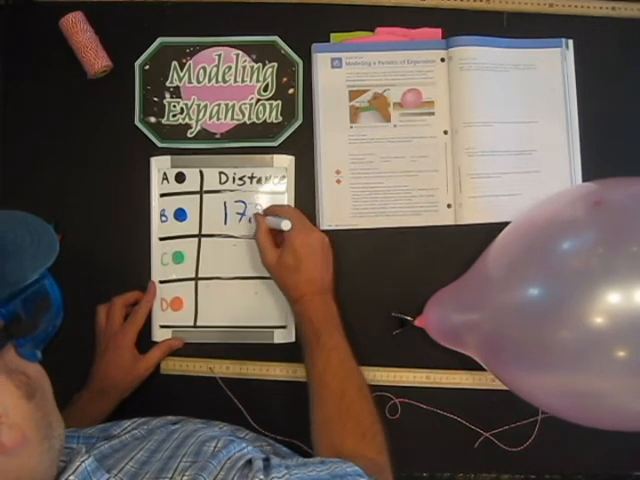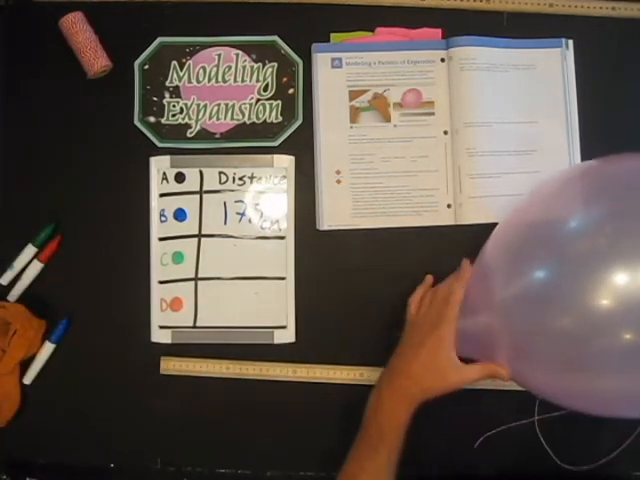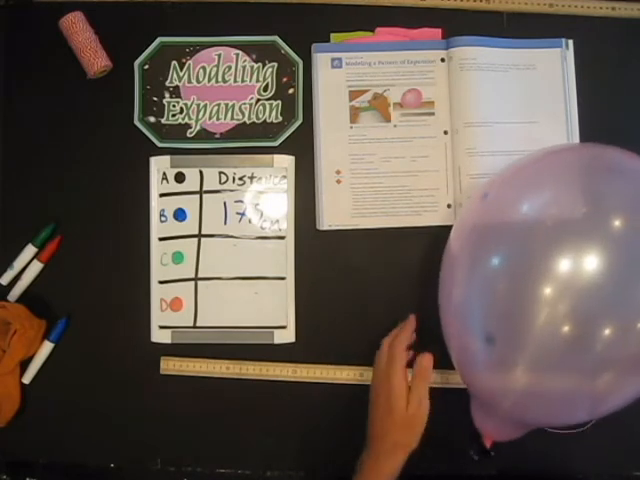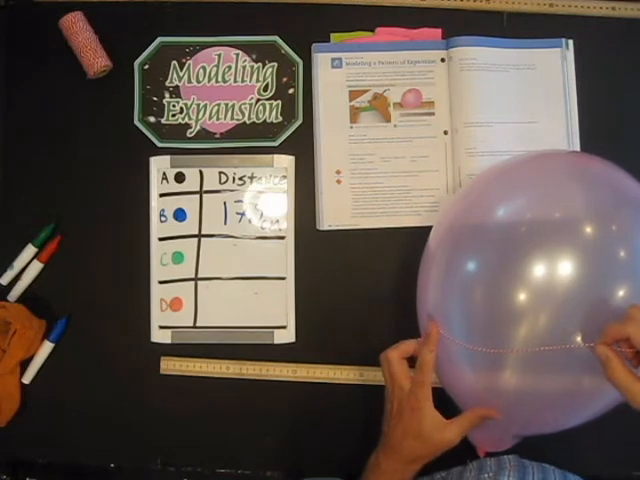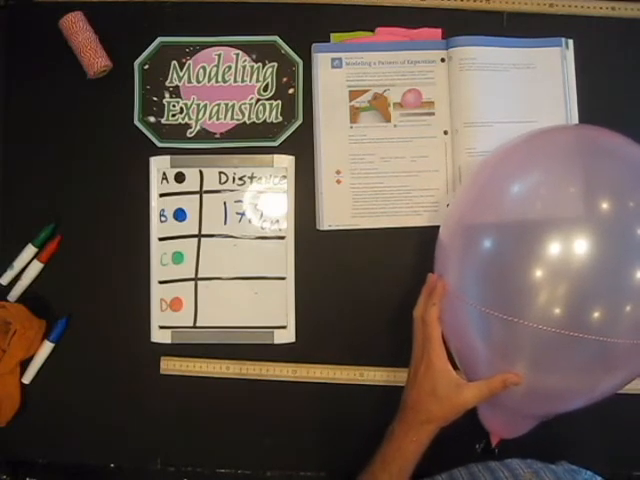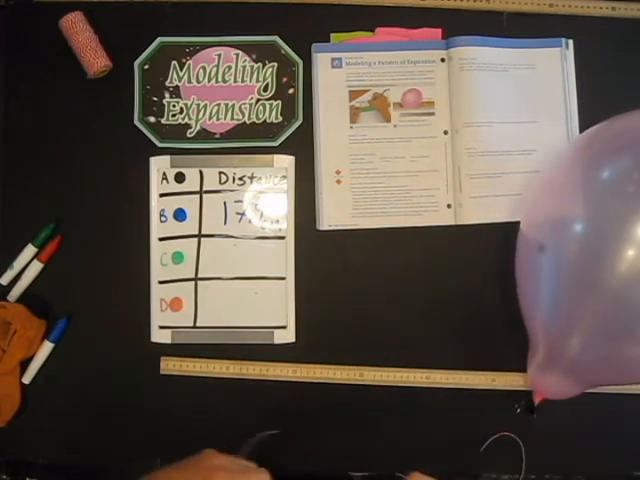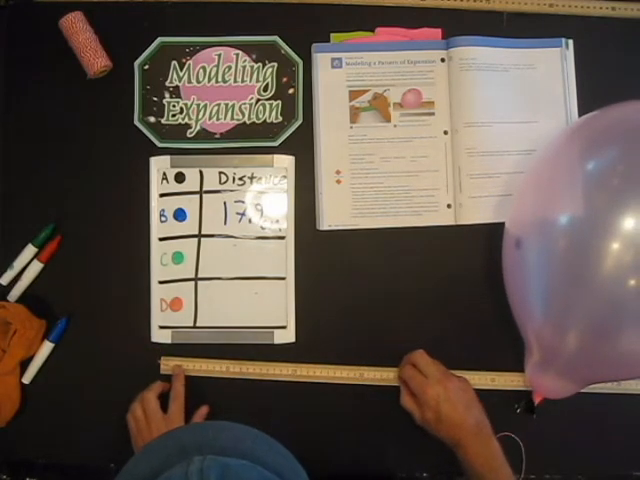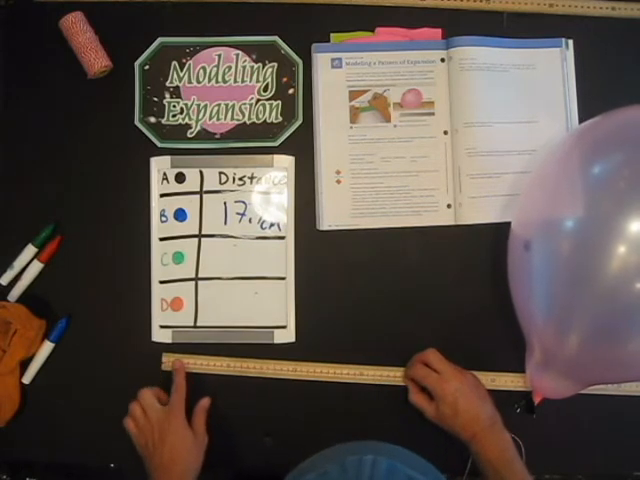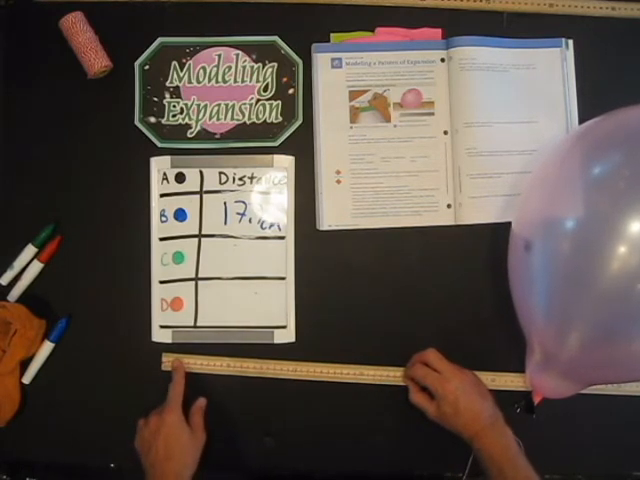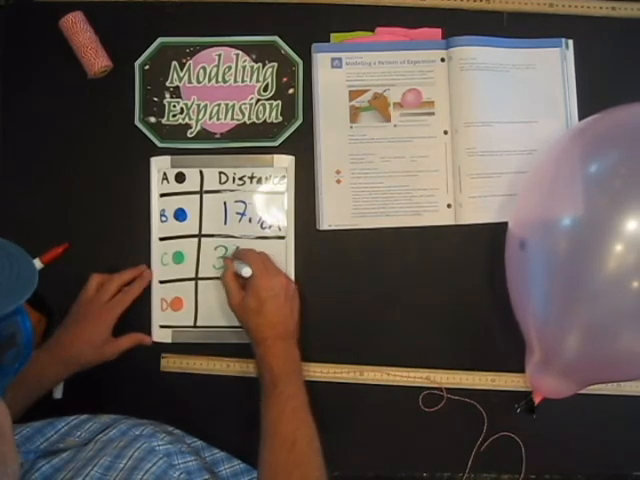17.9 centimeters for the blue one. Okay, and now from the black dot to the green dot. We now have 36.4 centimeters.